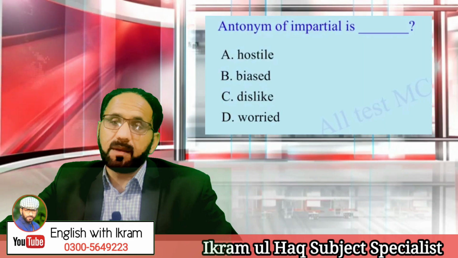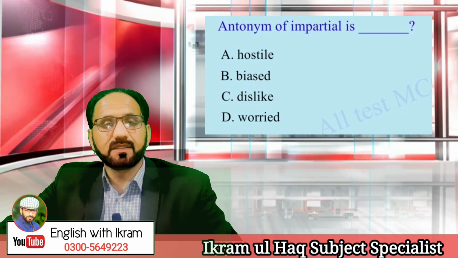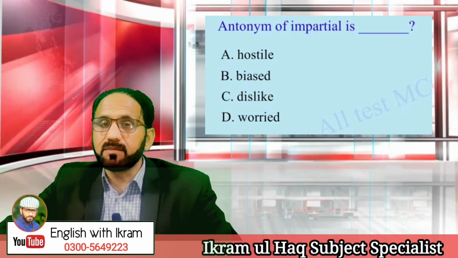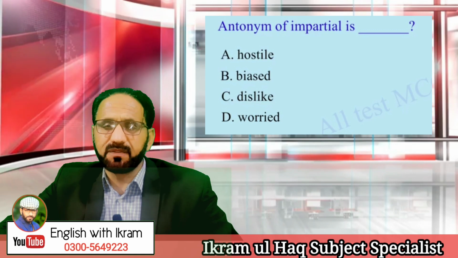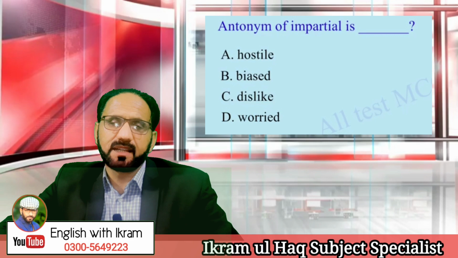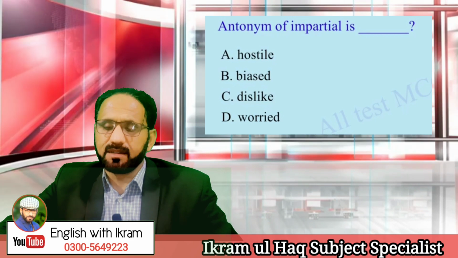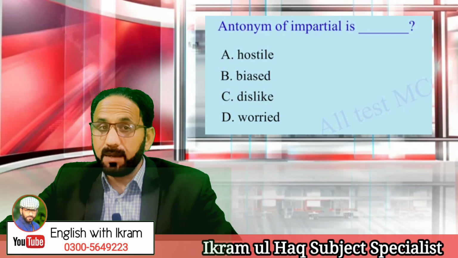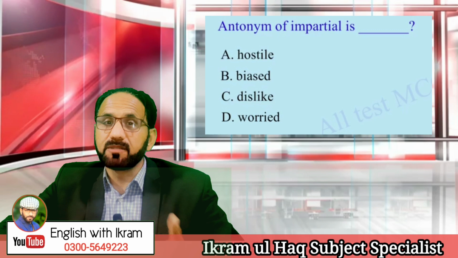Antonym of impartial is hostile, biased, disliked, worried. Antonym of impartial. When you are impartial, it means you are totally fair. You are not favoring any party. You are, in Urdu हम करें impartial, गैर जानबदार. So here hostile, biased, disliked, and worried. So antonym, the word having opposite meaning.